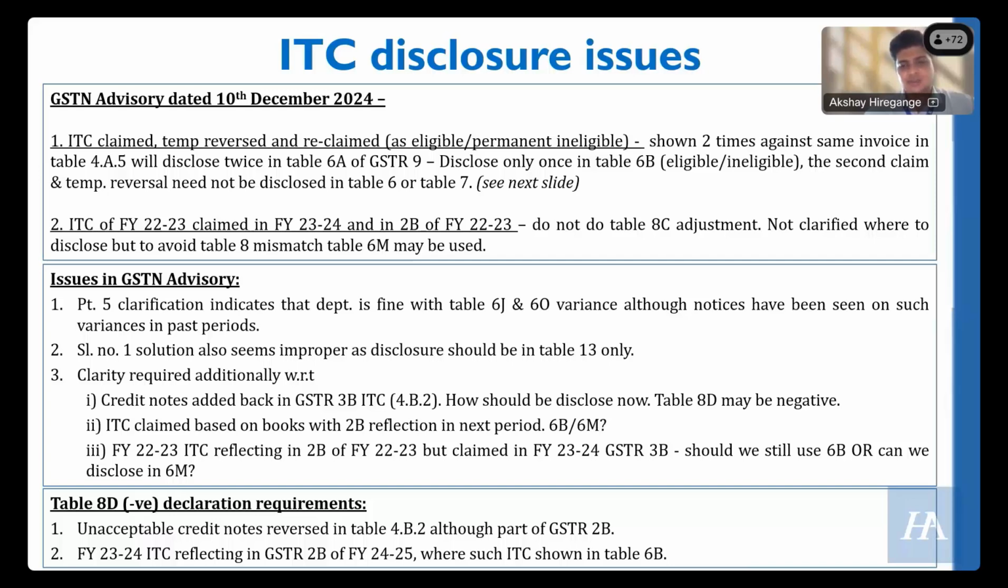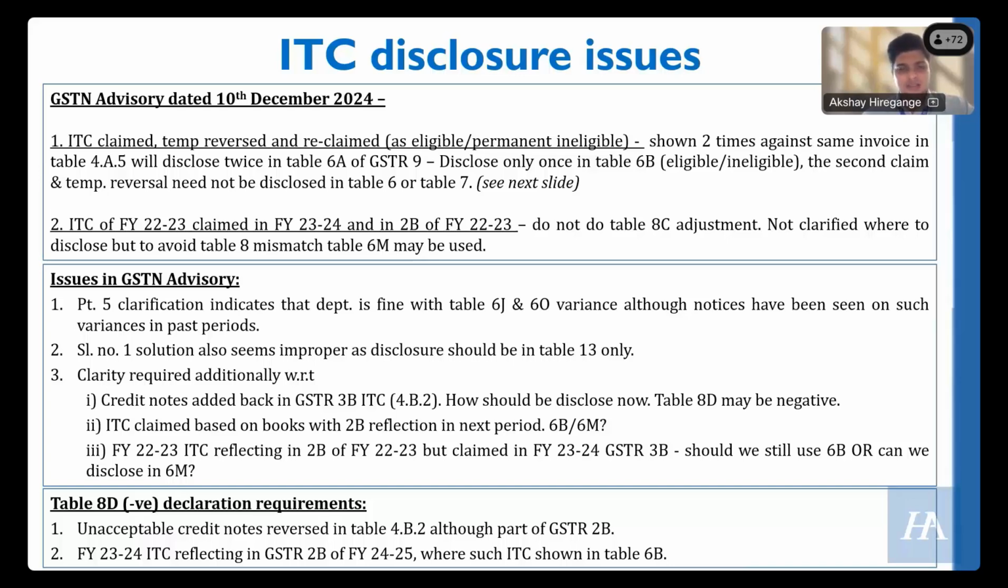Our view is, of course, to consider 6M if you're okay with the variance in 6J. If not okay, then you can consider in 6B and have the variance in table 8 and give the reasons for the same. Similarly, in the transactions with respect to 22-23 ITC reflecting in 2B of 22-23 but claimed in 23-24, should we still use 6B or can we disclose in 6M was not clarified.